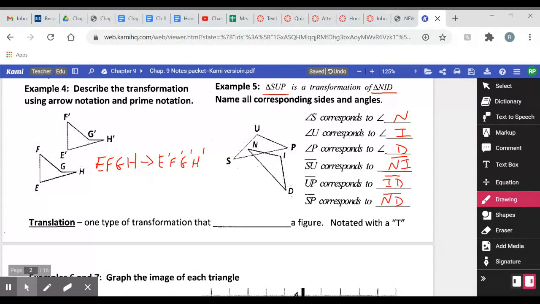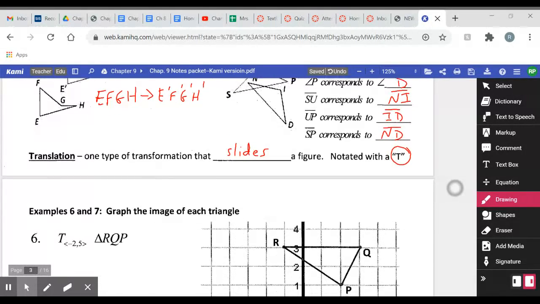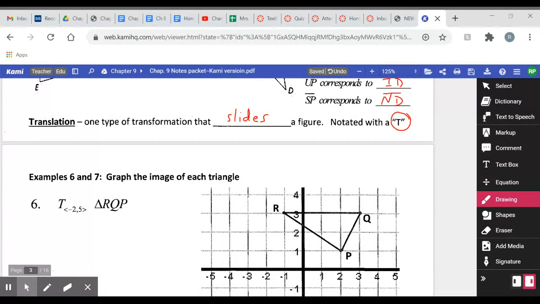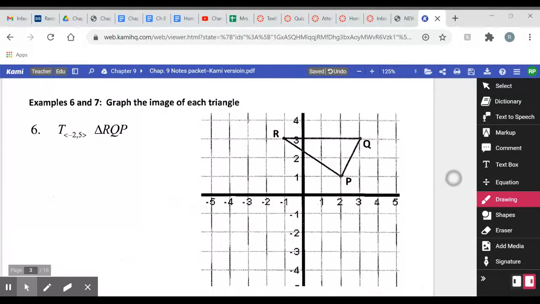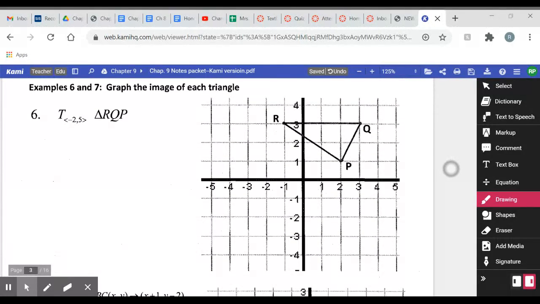Okay, last part of this page says a translation is one type of transformation that slides a figure. So you could say slides or shifts, either way. And it's notated with a capital T. Okay, so from there, each type of transformation is going to have a capital or lowercase letter that is an abbreviation for what we're going to do to that figure. All right, so we look at example 6.